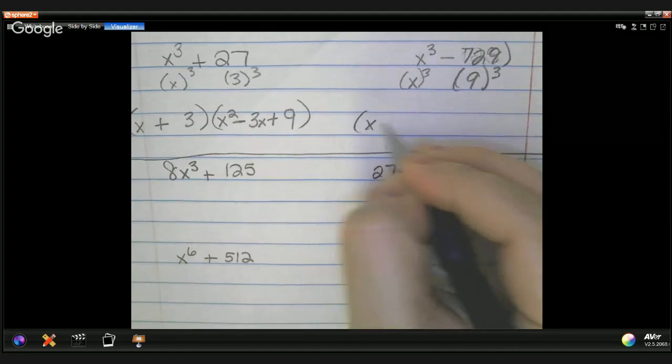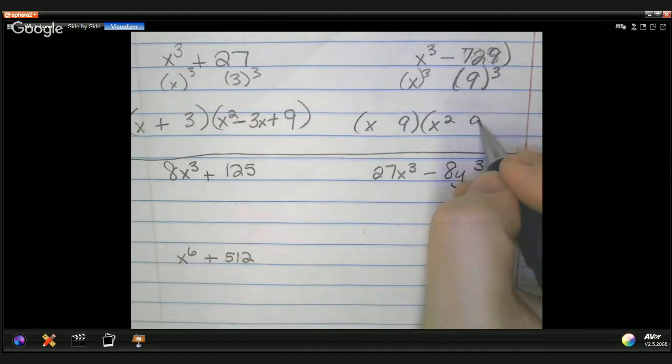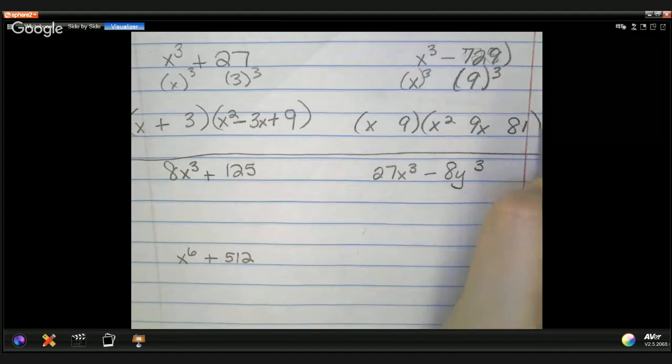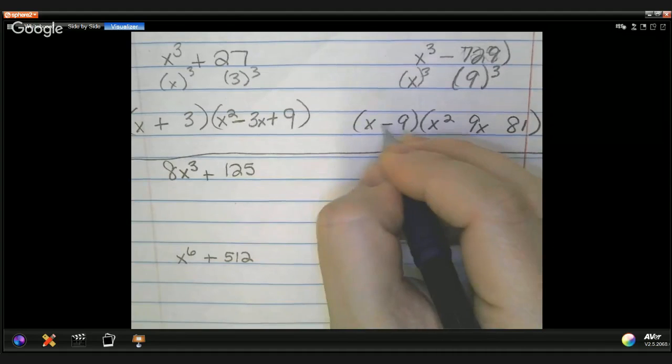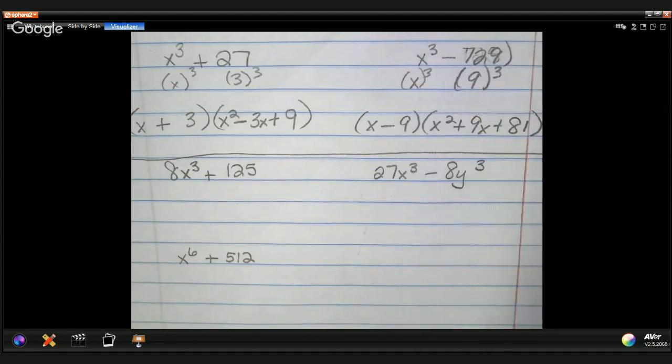So first one, second one, first one squared. First one times the second one squared. First sign's the same, second sign's not, last sign's always plus, and here's what you got.